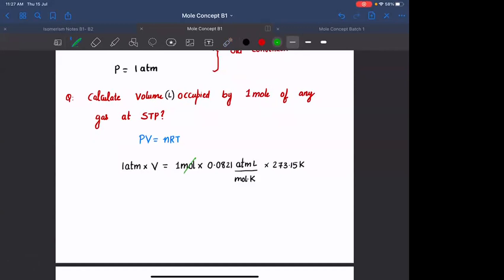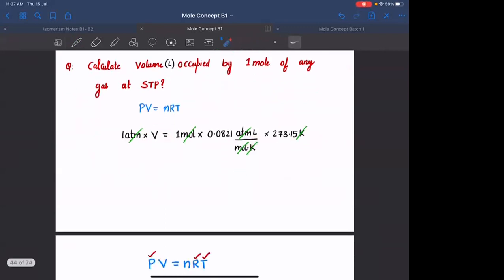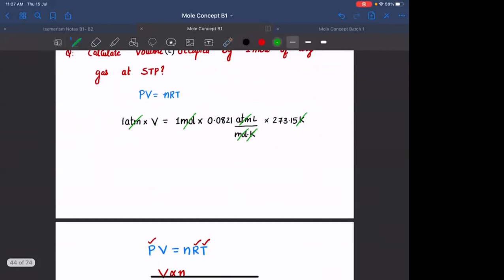If you do this, everyone observe: here mole and mole cancel, atmosphere and atmosphere cancel, Kelvin and Kelvin cancel. You are left with only liters, so you will get the volume in terms of liters. What is the value of volume you got? 22.4 liters. It is 22.41 or 22.42 liters; we will take this as 22.4 liters.